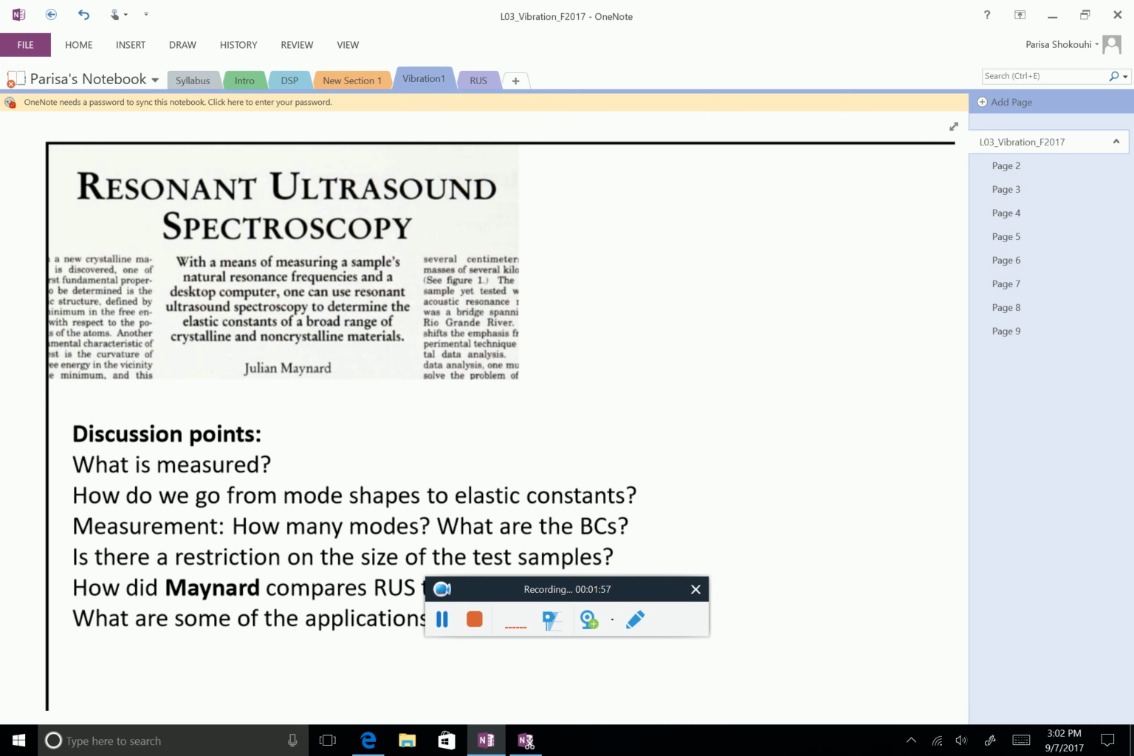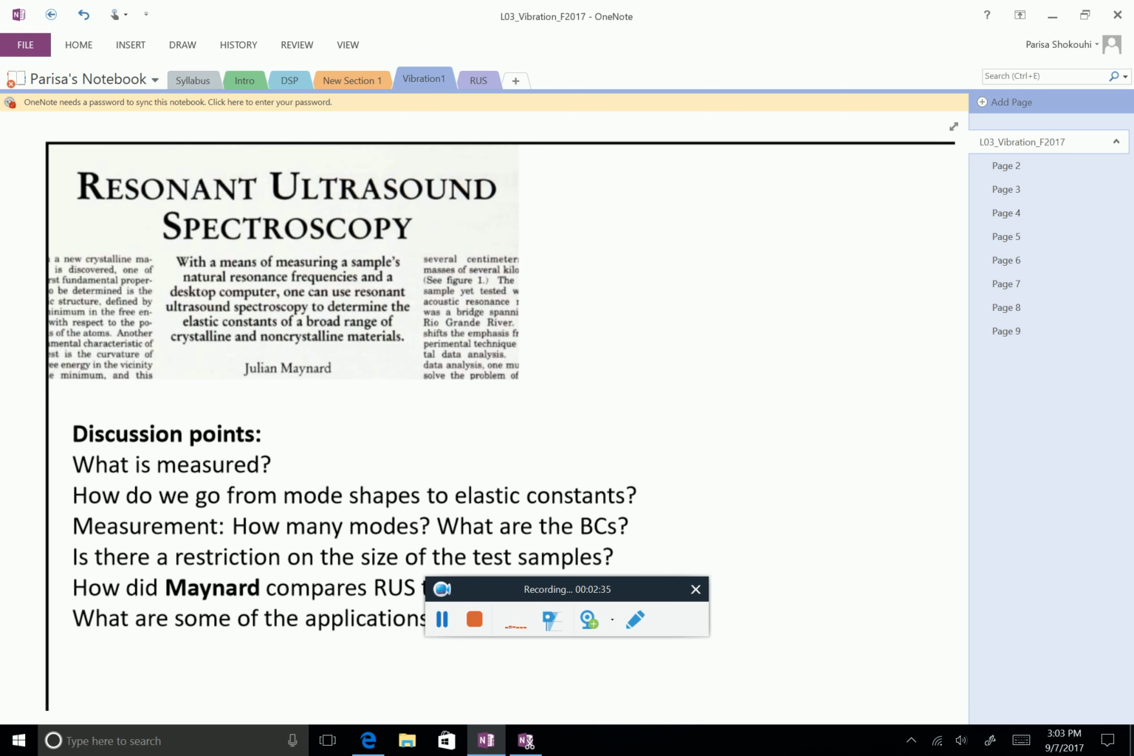So let's talk about his work a little bit. I asked for volunteers. If there is no volunteer, then I know all of your names. I put some points here, but we can talk freely about this. Let's just start with what did you understand from reading this? To some of you, this may have been completely foreign language. To some of you it may have been more familiar. What did you learn? So this is resonant ultrasound spectroscopy. We call it RUS, the short term.